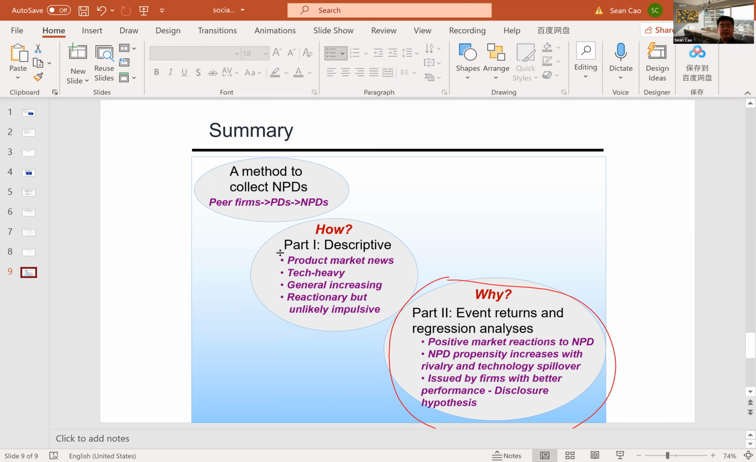That's the summary of how we use the data to analyze the Twitter news. How do we analyze one company talking about other companies' product weakness? We want to answer several questions. Why do they want to do so? Why do the managers want to talk about other companies' product weakness? We answer the why part, and we answer what the consequence is.